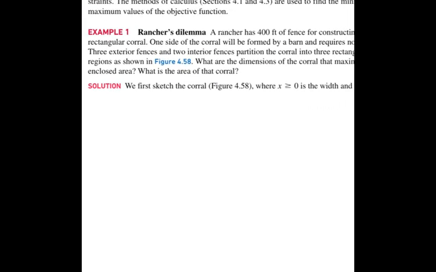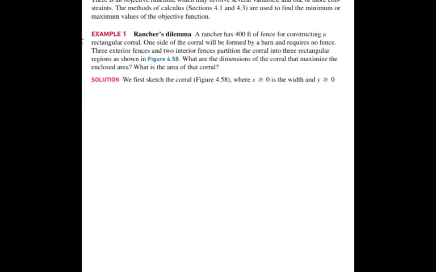So again, a rancher has 400 feet of fencing for constructing a rectangular corral. One side of the corral will be formed by a barn and requires no fence. Three exterior fences and 2 interior fences partition the corral into 3 rectangular regions as shown. What are the dimensions of the corral to maximize the enclosed area? Okay, so I'm just going to work this from the way I see it.